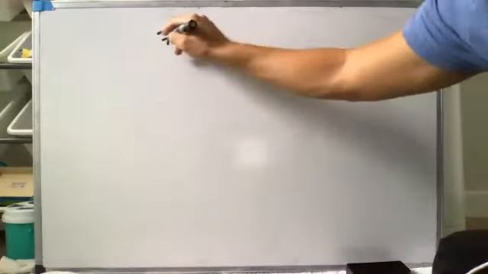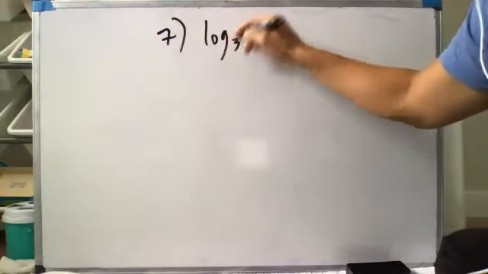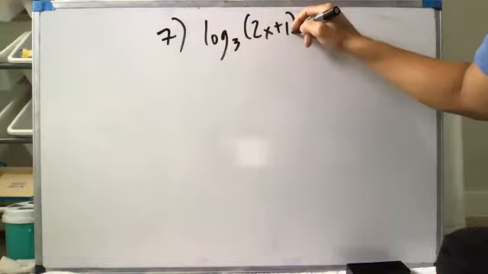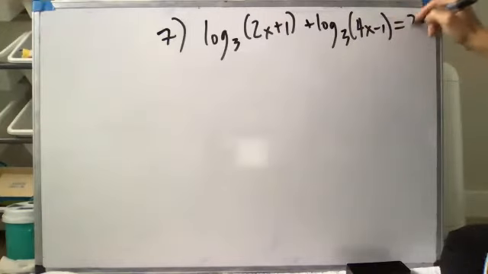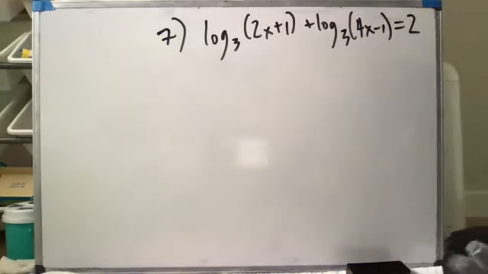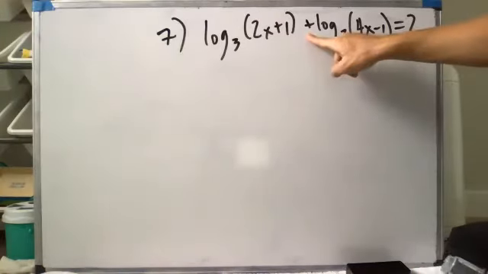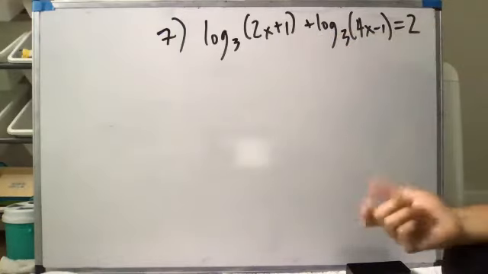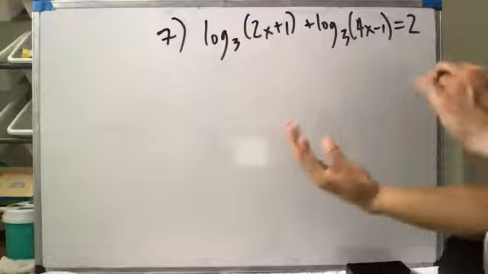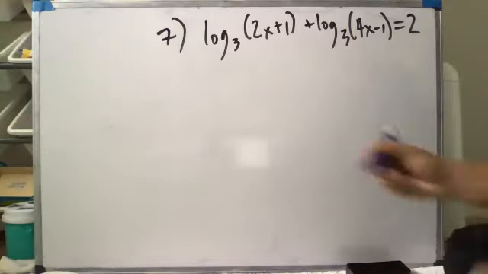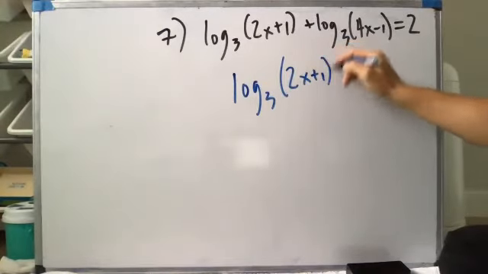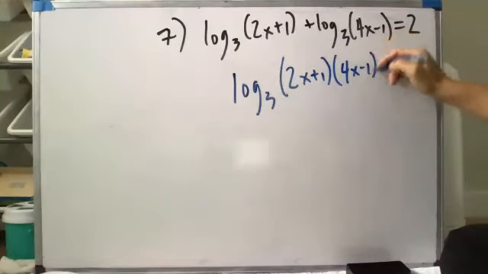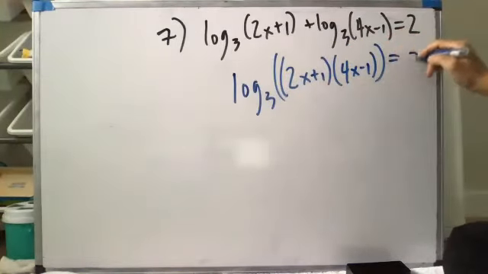Okay, number 7. Log base 3 of 2x plus 1 plus log base 3 of 4x minus 1 is equal to 2. All right, so here's an instance where I need to combine using my laws of logs before I get started. So I have a plus in between. Remember the rules of logs say I can change plus to multiplication if I pull it into the same log function. So that's going to give me log base 3 of 2x plus 1 times 4x minus 1. This is log of that whole thing equal to 2.